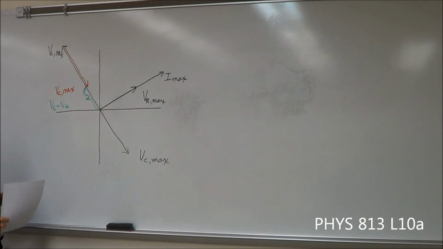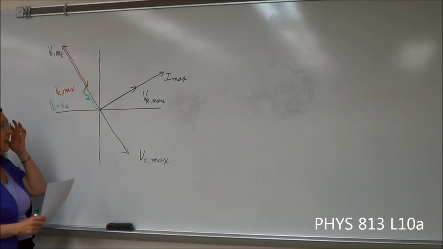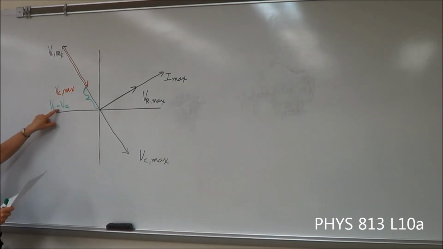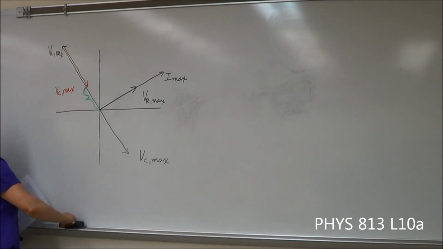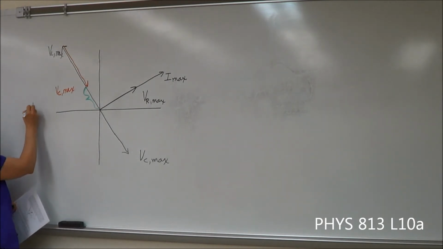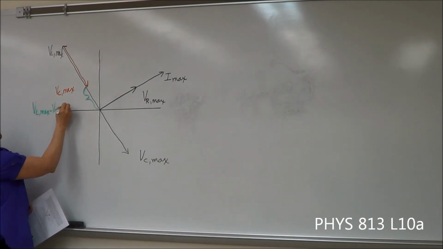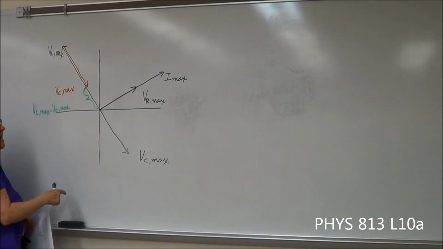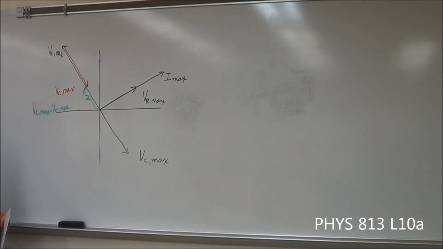Now, you might say, I thought we were adding. And it's like, well, yes. But knowing where we're going with this and what values we're going to be using, it's going to work best if we label this, actually these are maximum values, VL max minus VC max. Okay? So we have added the vectors along this line, and then we want to add that to our voltage vector across the resistor.